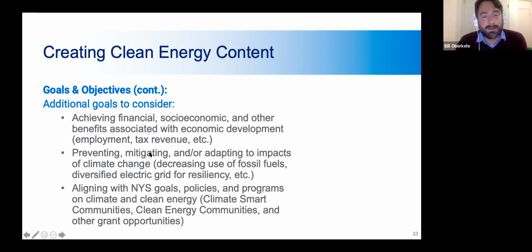So these are additional broad goals to consider. Achieving financial, socioeconomic, and other benefits associated with economic development. So we've got our economic development goal. We've got our environmental goal, our climate change goal here: preventing, mitigating, and or adapting to impacts of climate change. And then we've got what we'll call the good student goal here. We want to align with the goals of the state and their policies, and we want to get money from the programs, and we want to get funded to improve our communities in this way.